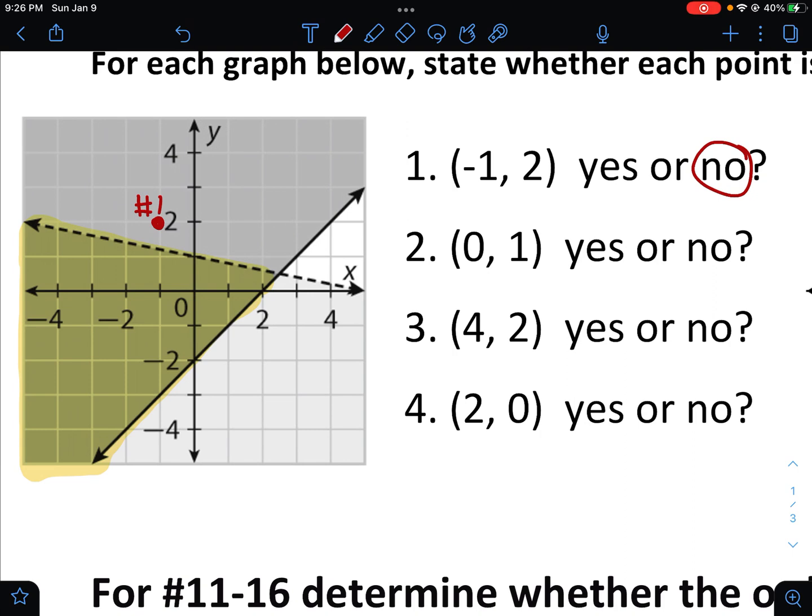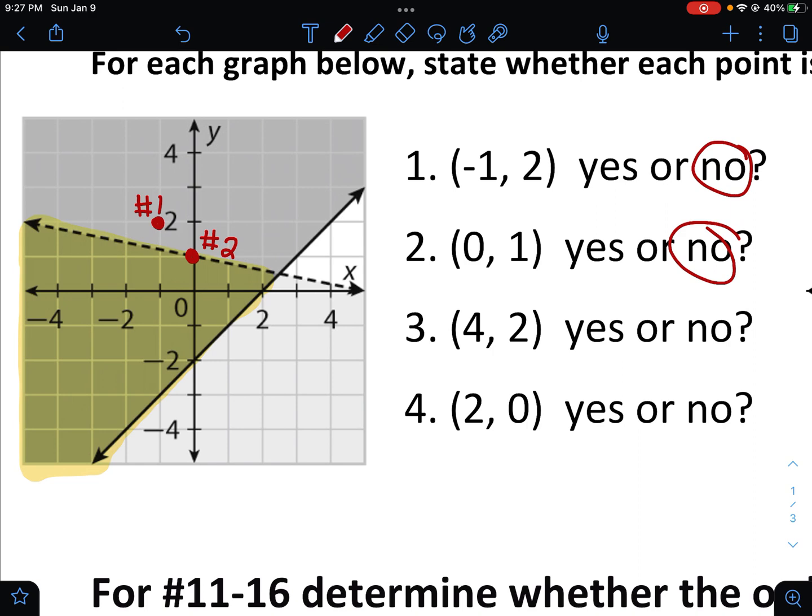0, 1. I'm not going to go over, I'm just going to go up. This falls on a dotted line, which means it falls through the cracks. So number 2 is not a solution.